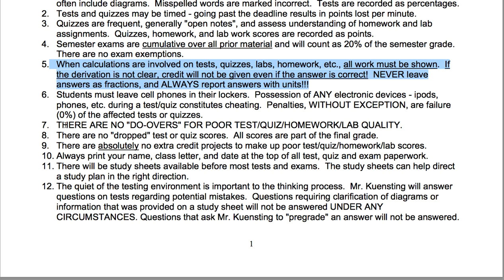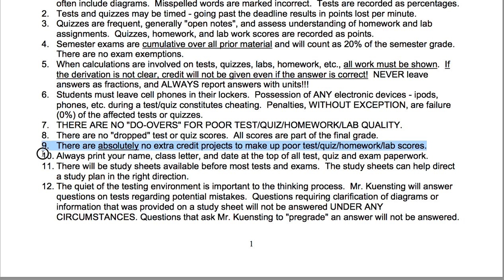If you do very poorly on a test, there are no do-overs. Please come and see me if you're having problems with the tests, and we'll talk about how to get better, or how to better prepare for the test. So I don't drop tests. All test scores are part of the final grade.